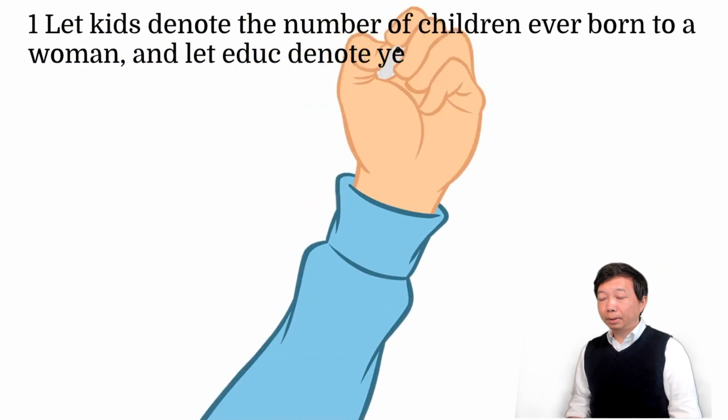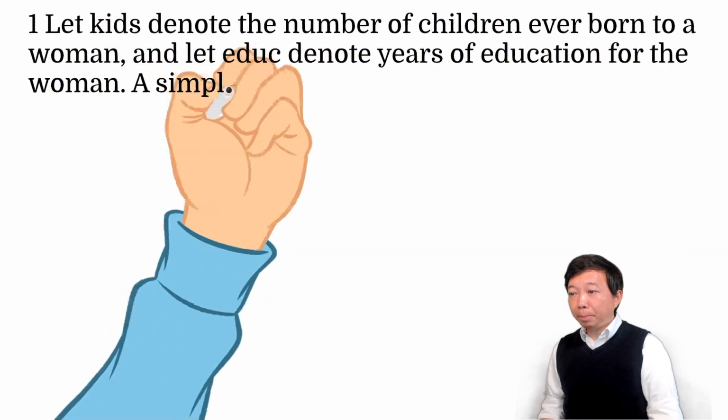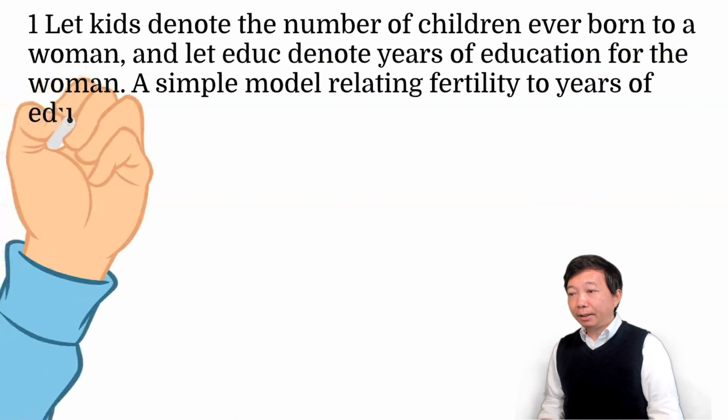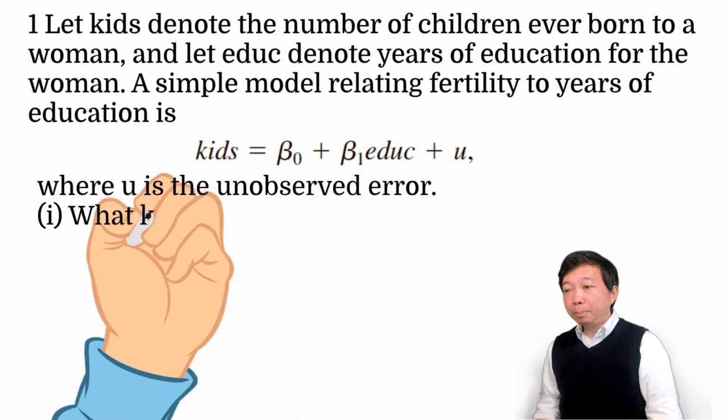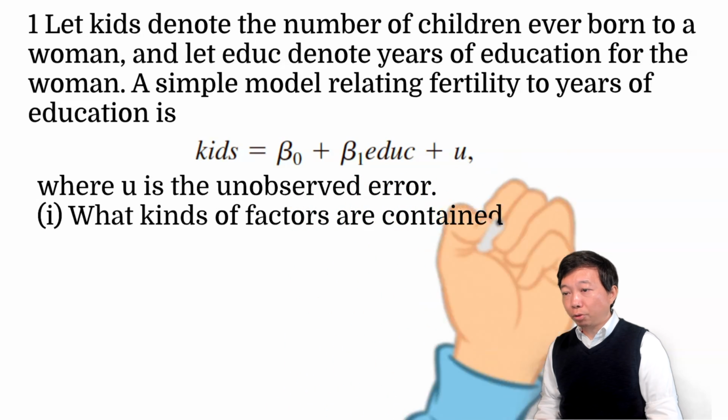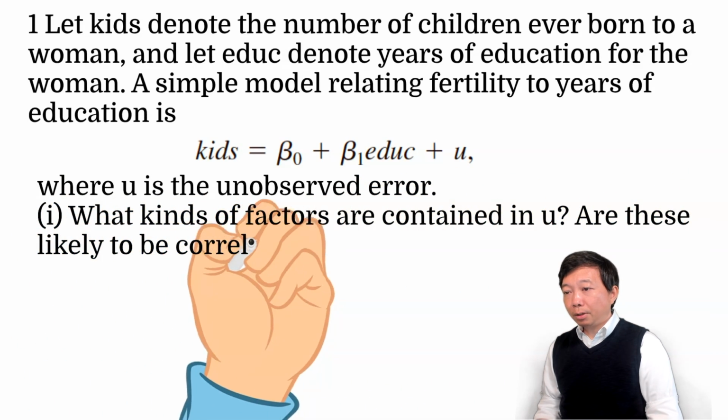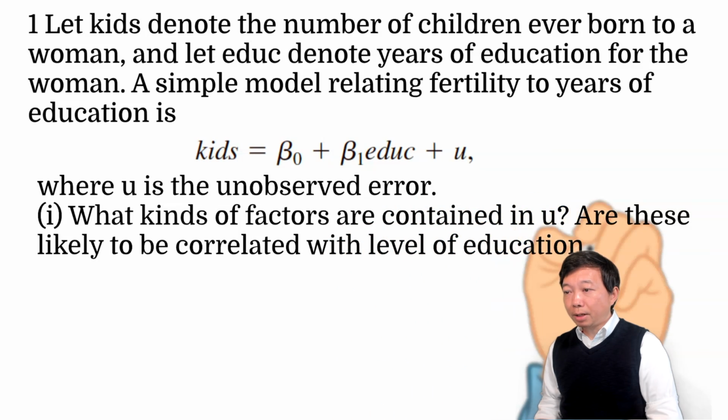Here's the first problem. Let kids denote the number of children born to a woman, and let edu denote years of education for the woman. A simple model relating fertility to years of education is kids equals beta 0 plus beta 1 times education plus mu, where mu is the unobserved factors. The first question is about what kinds of factors are contained in mu. Are these likely to be correlated with the level of education?